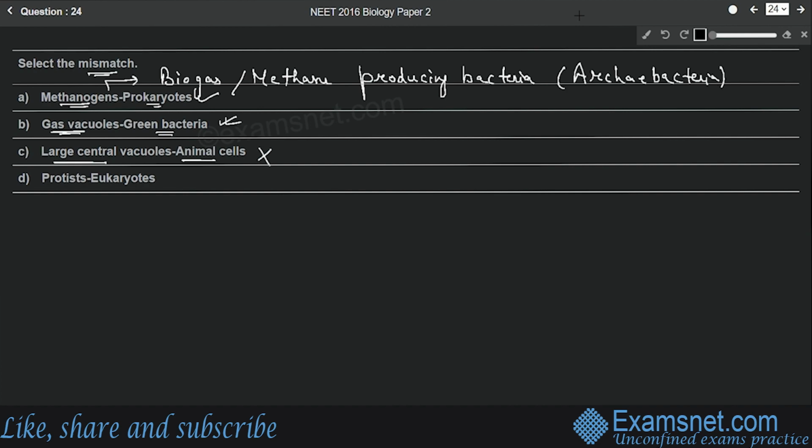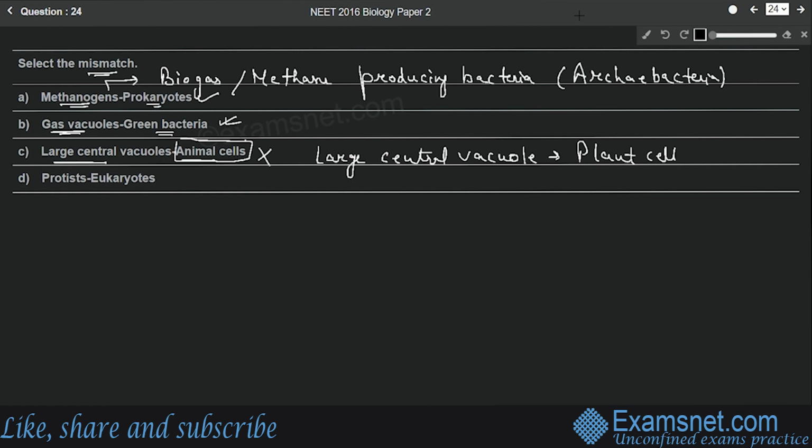This is not correct because large central vacuole is a feature of plant cell, not animal cell. Okay. In animals, the vacuoles are either absent, or if they are present, they are very small. Okay, so this is not a correct match.